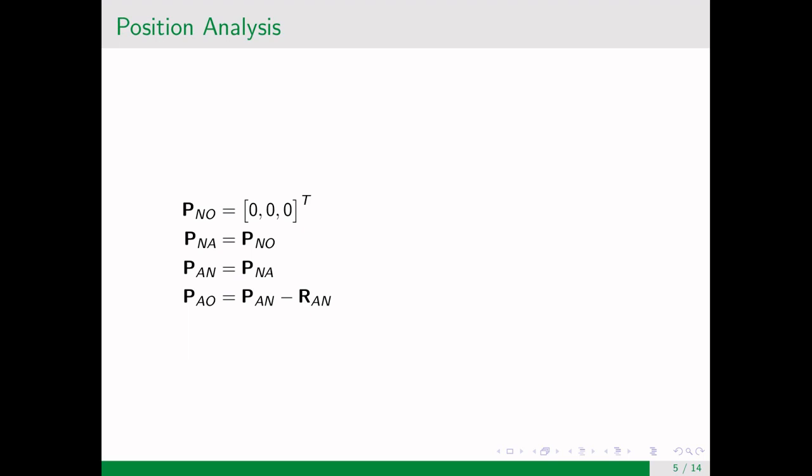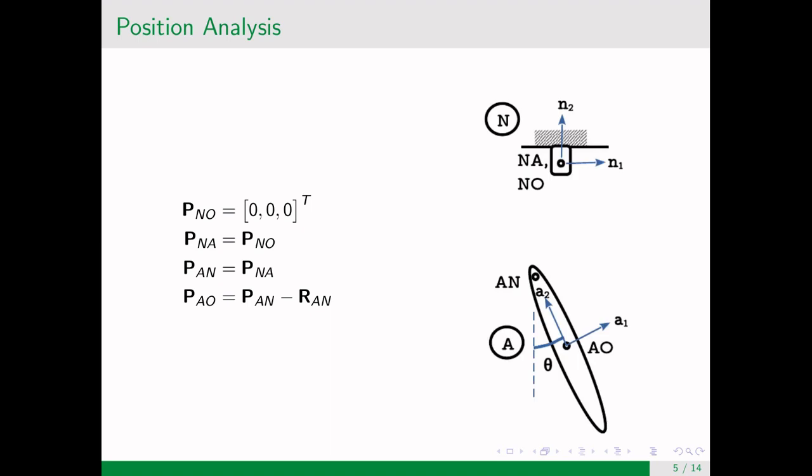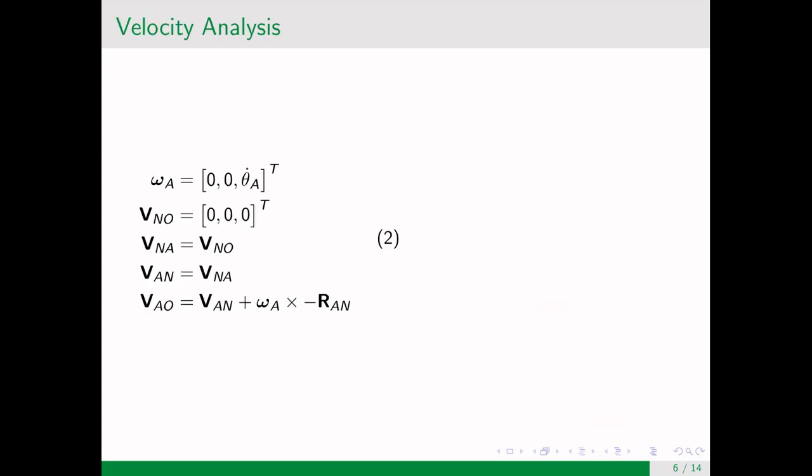Now the next step is to do the position analysis. So there are 4 points, NO, NA, AN, AO. NO, NA, AN are all 0, 0, 0. Position AO is minus RAN, which you can figure out from the figure.